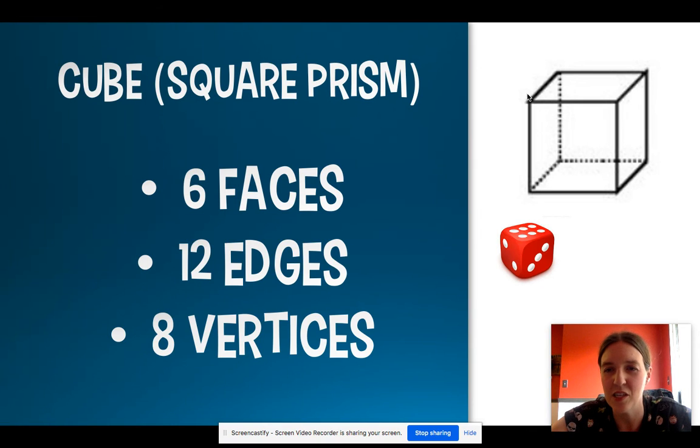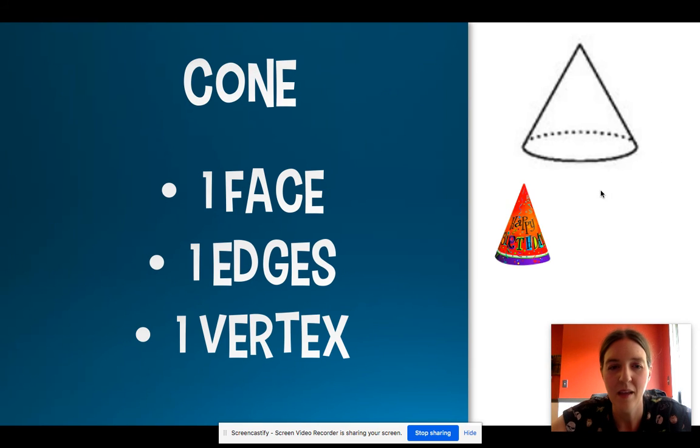We can count the edges on the top, which is 4, the edges on the bottom, which is 4, and the edges coming down, which is 4, for a total of 12 edges. And we can count its corners. 4 corners at the top, 4 corners at the bottom, making a total of 8 corners, or in math, we would say 8 vertices.